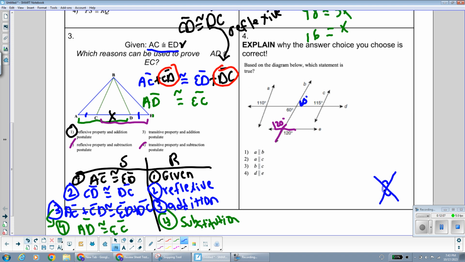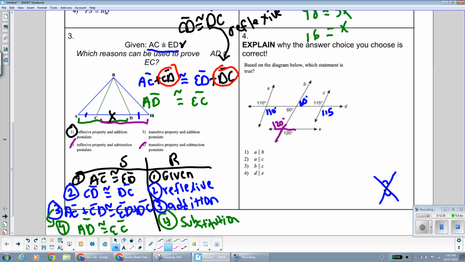I think having all those markings made it more confusing. I'll just leave it like that. Okay, so 60, 60 vertical angles, 115, 115, vertical angles, 110, 110, vertical angles. I have a lot more stuff here. We're looking at A and B, and I have enough information now.